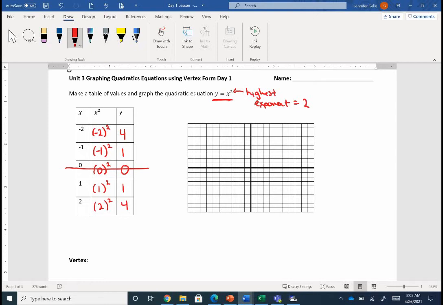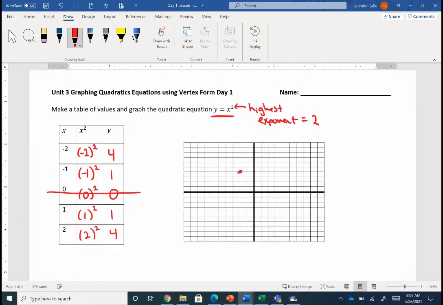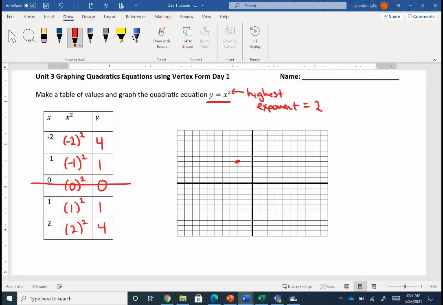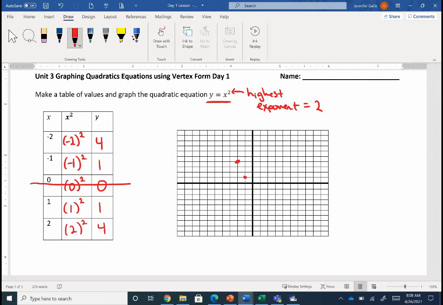So let's go ahead and graph those ordered pairs. We have -2, 4; let me make that a little bigger for you guys. And then we have -1, 1, 0, 0, 1, 1, and 2, 4. So our graph, in fact, does turn out to be symmetric.